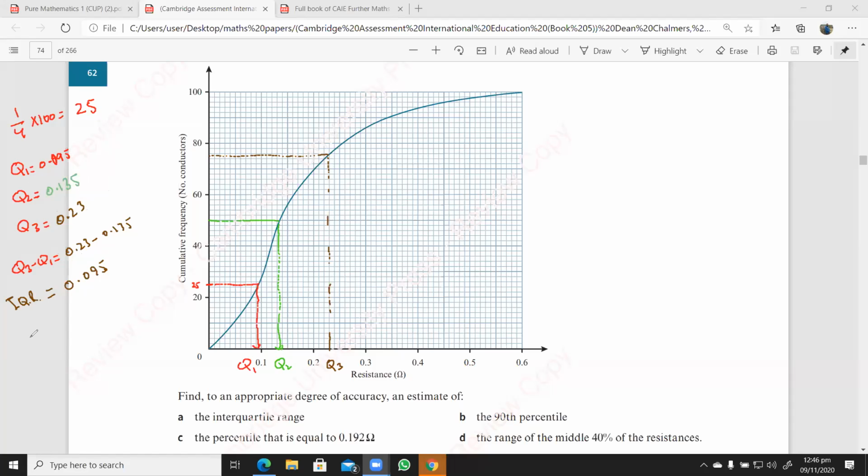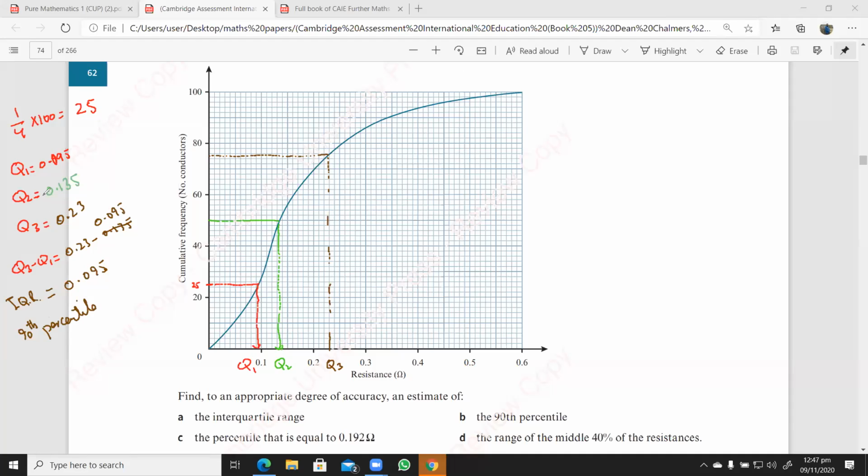Excuse me, sir. Sorry, Q3 minus Q1, 0.23 minus 0.095, shouldn't it be that? Oh, yes. You're absolutely right. I have done this wrong here. This was the 0.095. Thank you for the correction.